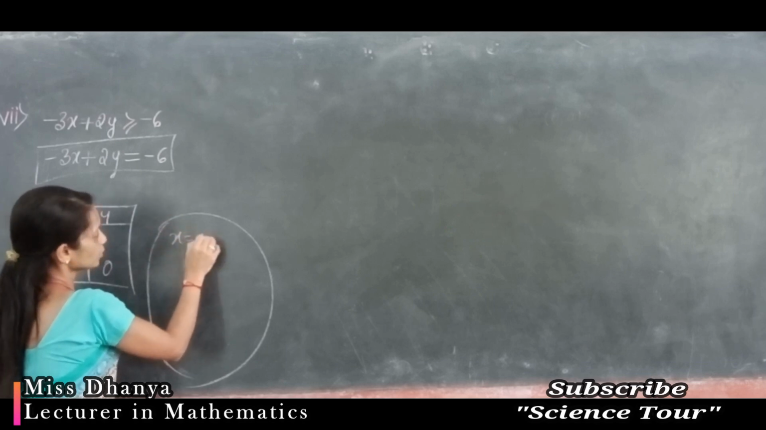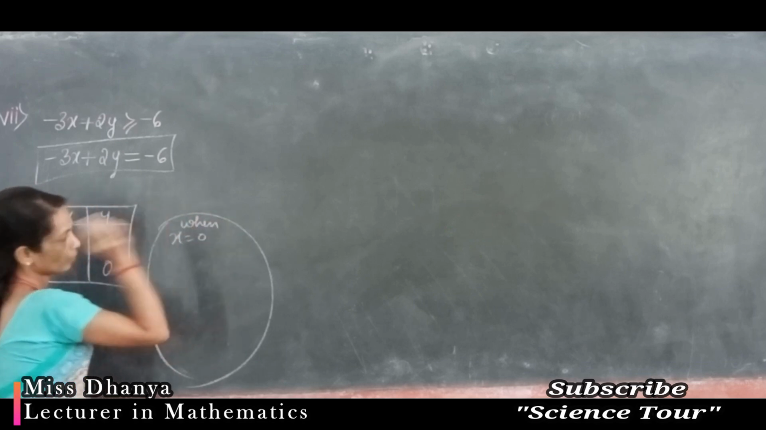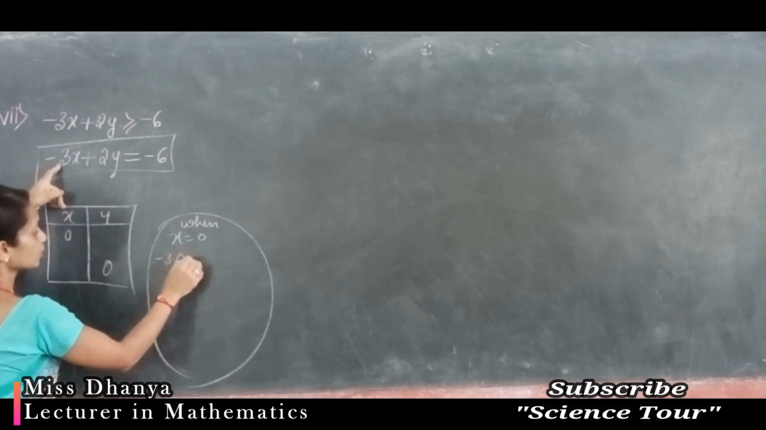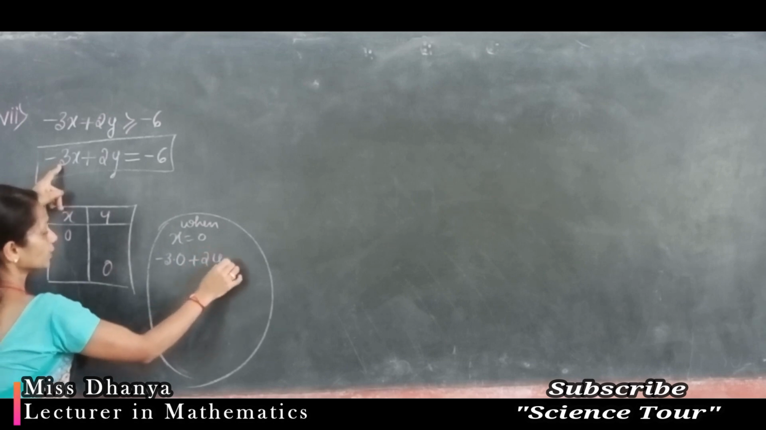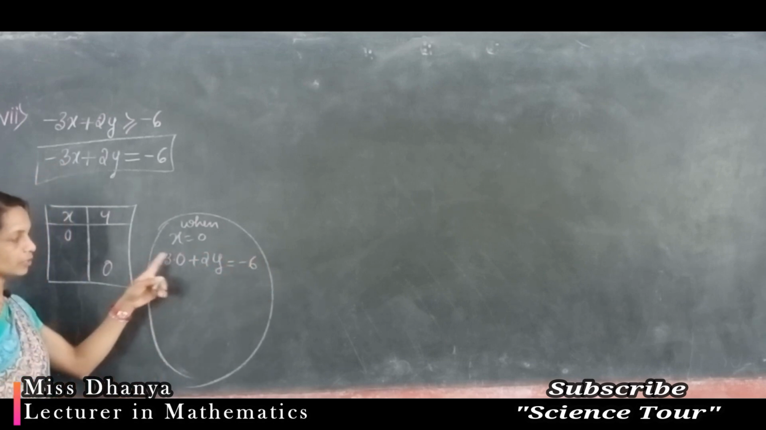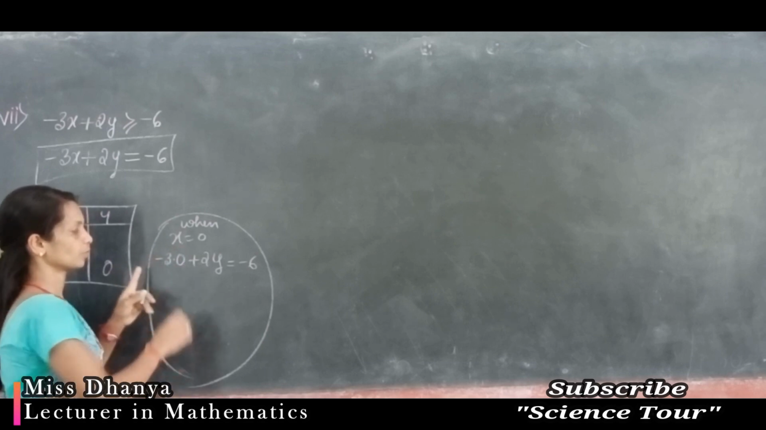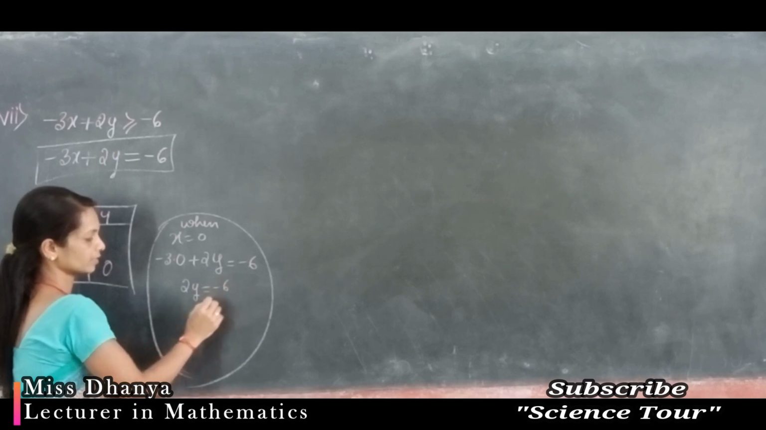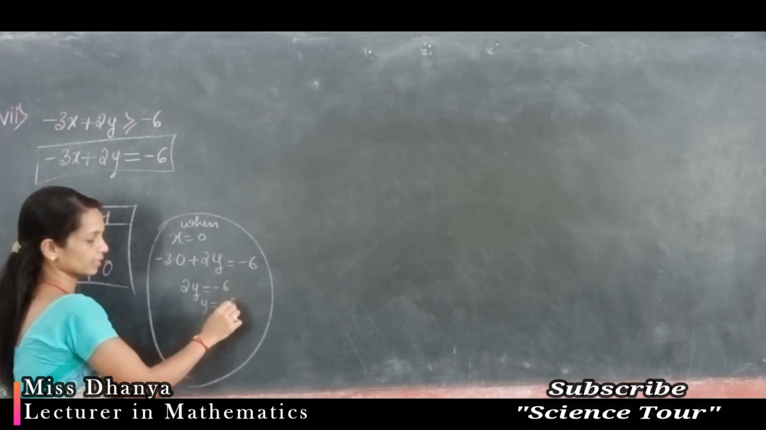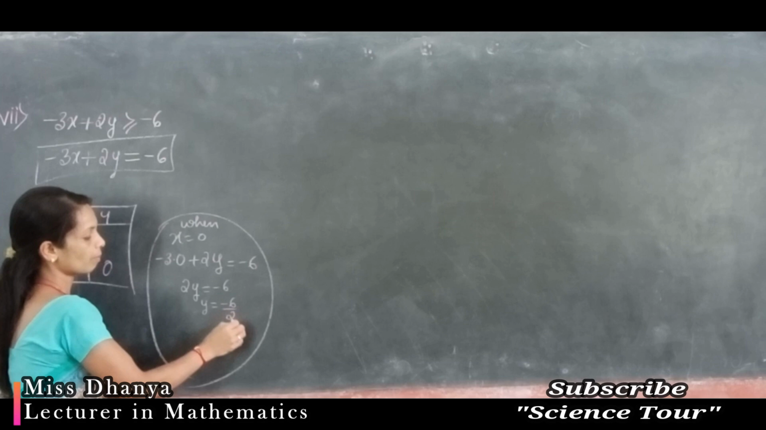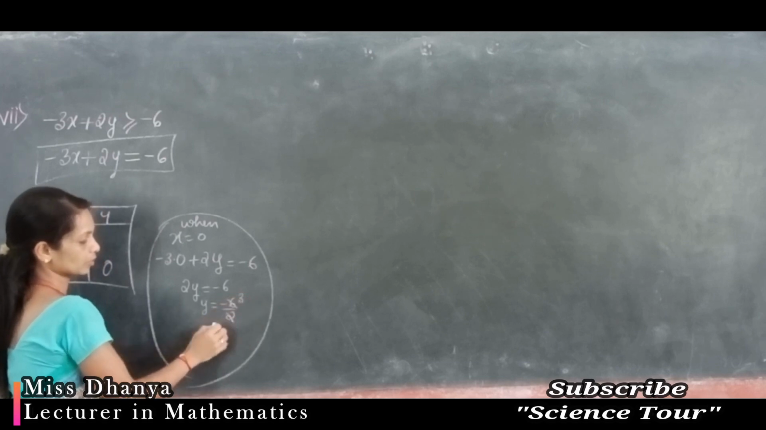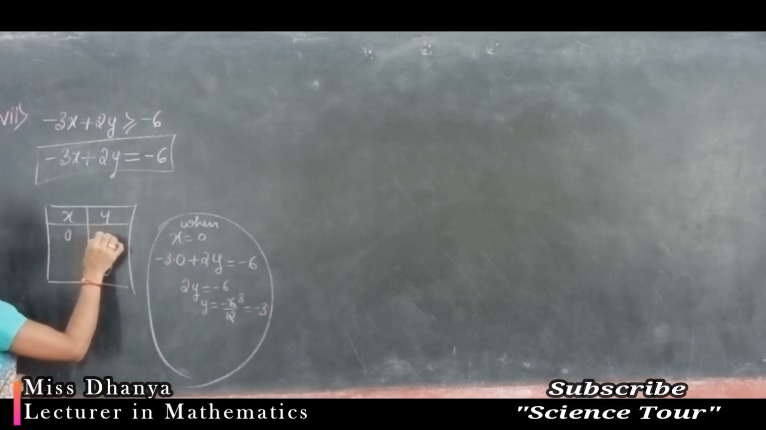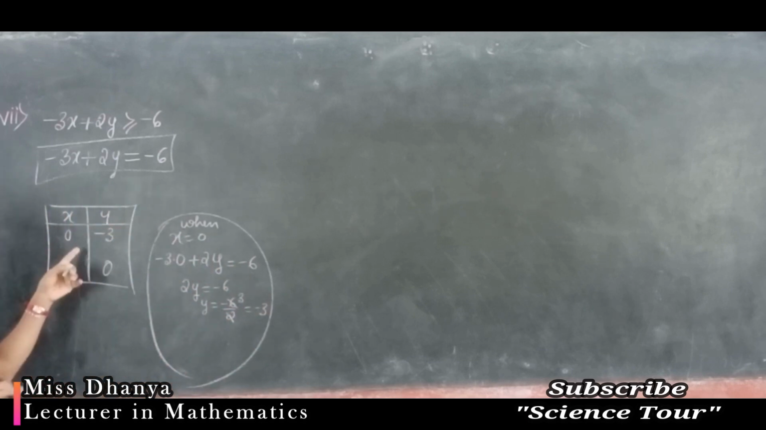When x equal to 0, what do we get in this equation? Minus 3 into 0 plus 2 into y is equal to minus 6. 0 into anything is 0. So 0 plus 2y, that is 2y, is equal to minus 6. So you will get y is equal to minus 6 divided by 2. 2 once 2, 3 times. So y is equal to minus 3 for x equal to 0. So in the y column you have to write minus 3.